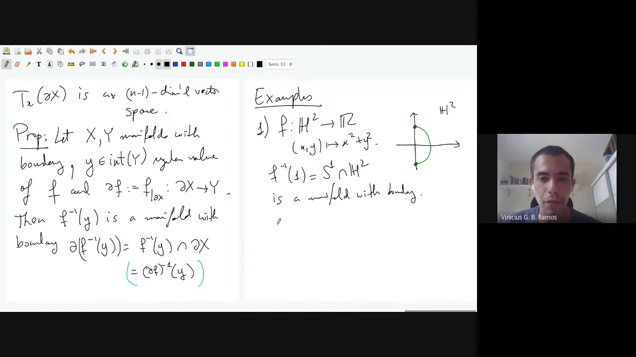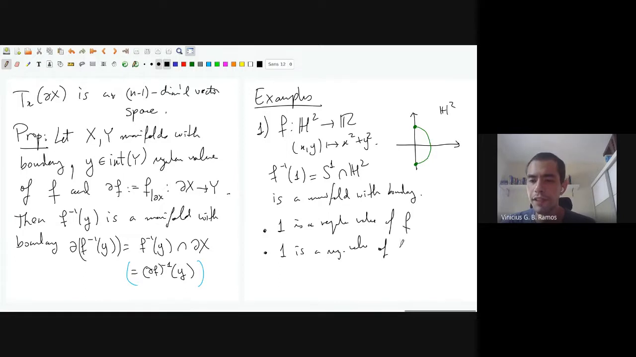So you have to check that 1 is a regular value of f, and you have to check that 1 is a regular value of the function that is given by f of (0, t), which is just t squared.